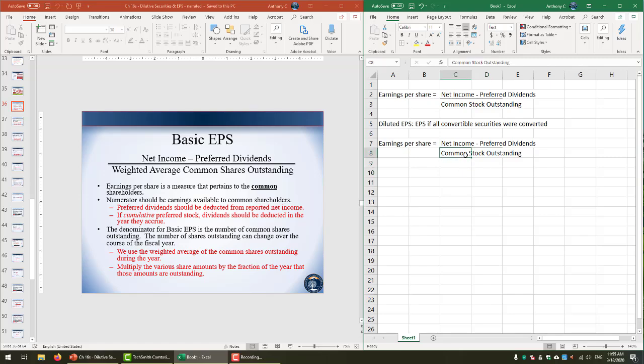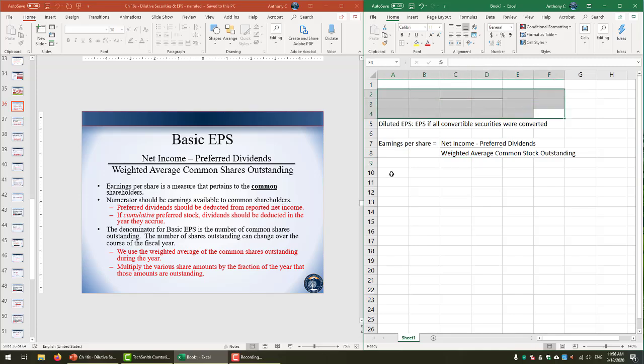In the denominator, we have common stock outstanding. We can't just use common stock outstanding because usually the amount of stock is going to change throughout the year. So instead, to account for different amounts of common stock outstanding through the year, we'll use the weighted average of common stock outstanding. All that means is we're going to weight the amount of common stock by the fraction of the year that these amounts are outstanding. To see what I mean by that, we can just use an example.